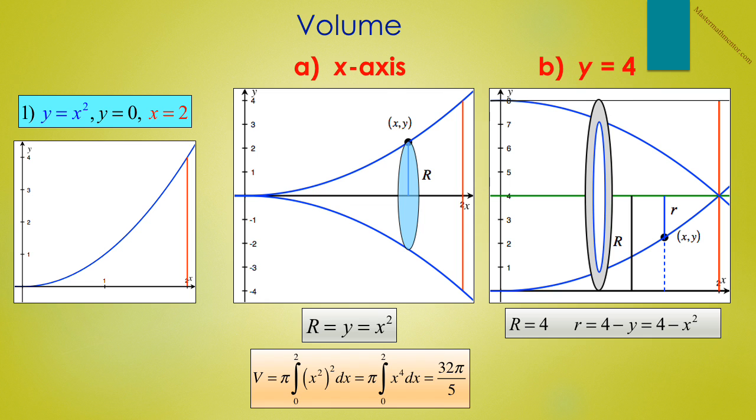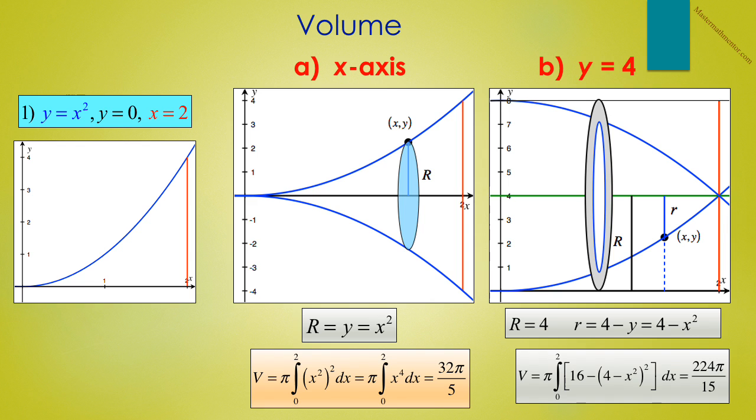Capital R is always 4, but little r changes. We draw a representative point x, y on the blue curve, and the distance from the x-axis to that point is y. So small r equals 4 minus y. Finally, this is also a dx problem, as we're rotating about a horizontal line, so everything must be in terms of x. So r is equal to 4 minus y, which is equal to 4 minus x squared. We have all the pieces of our puzzle.